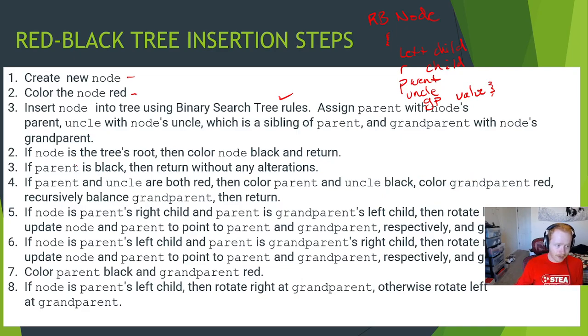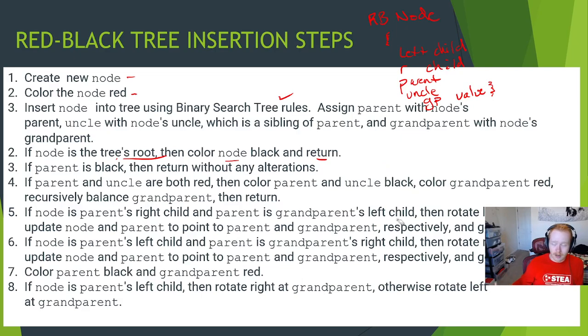So if the node is the tree's root, so if we have nothing in our tree, we are going to color node black and return. We found a spot for it. If the parent is black, then return without any alterations. So if we have a black parent and we insert a red on either side, we're chilling.